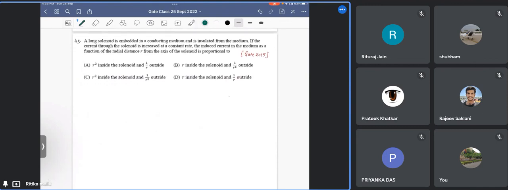Now come to the question from GATE 2015 exam. In this question it is given that a long solenoid is embedded in a conducting medium and is insulated from that medium. If the current through the solenoid is increased at a constant rate, meaning the rate of change of current is some constant K, the induced current in the medium as a function of radial distance r from the axis of solenoid is proportional to what? So, in this question, our current is changing with time at that constant rate.